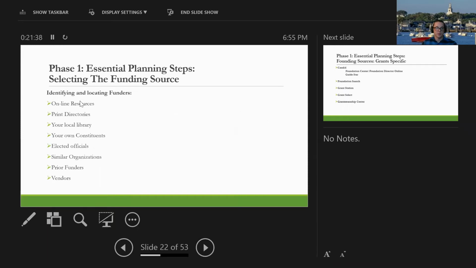And then we come into identifying and locating funders. There are online resources. You can have print directories. I really don't use print directories. It's a little bit antiquated these days with so many online resources. Local libraries are still beneficial if you're looking for local resources.